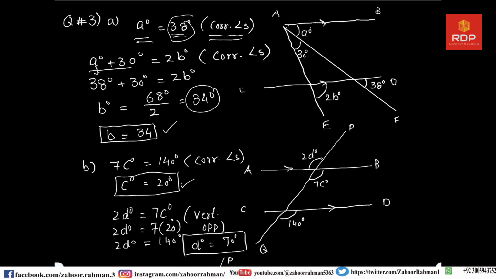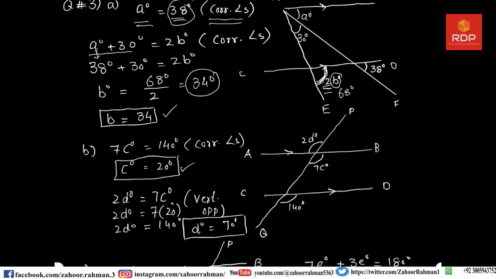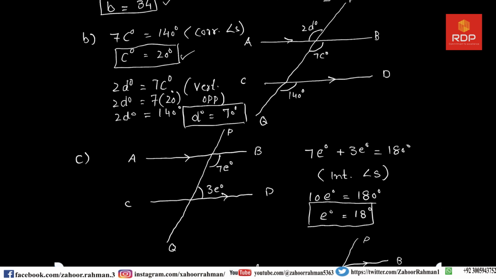So if you are measuring this angle with the protractor, it should be 68, because there is a 2. You don't have to say that the answer is 34. You found the value of B, which is 34, but you have to multiply it by 2, and that will be 68 degrees, and then you will see it on the protractor, and that will be exactly 68 degrees.